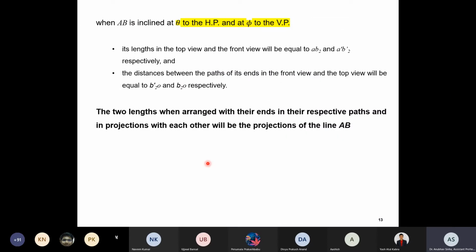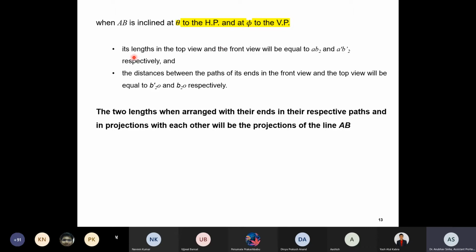So in summary, these are the two ways. You can start with a line which is parallel to HP and make it inclined to HP, or you can start with a line which is parallel to the vertical plane and make it inclined to the vertical plane. So finally, what is our objective? That I want a line AB which is inclined to both the planes, let us say with an angle theta to the horizontal plane and phi to the vertical plane.